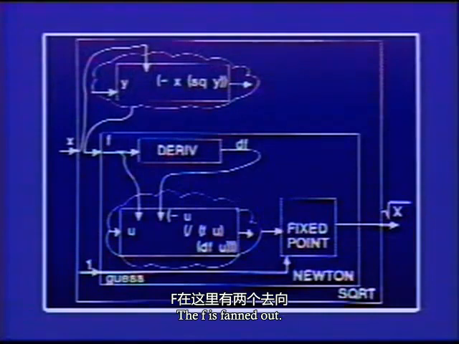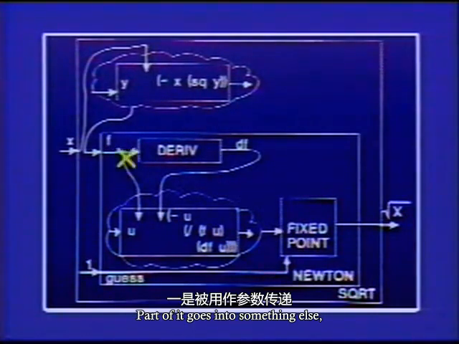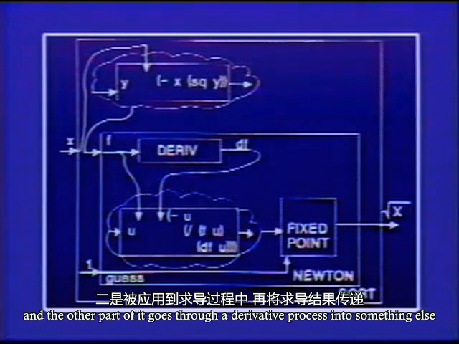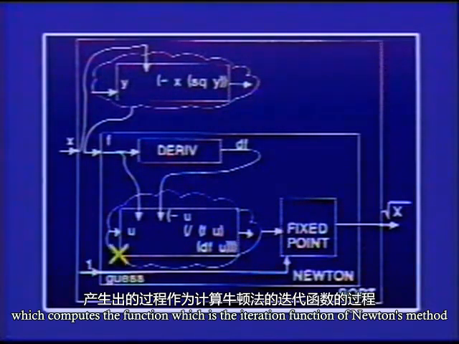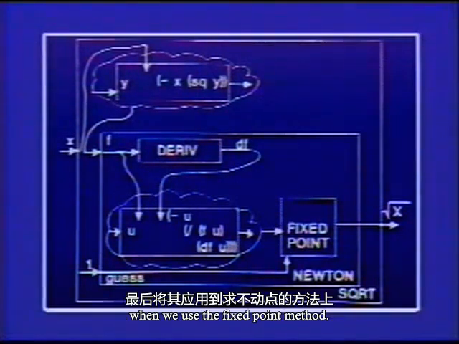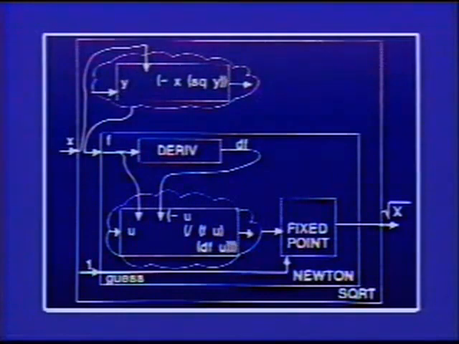The f is fanned out. Part of it goes into something else, and the other part of it goes through a derivative process into something else to produce a procedure which computes the function which is the iteration function of Newton's method when we use the fixed point method.